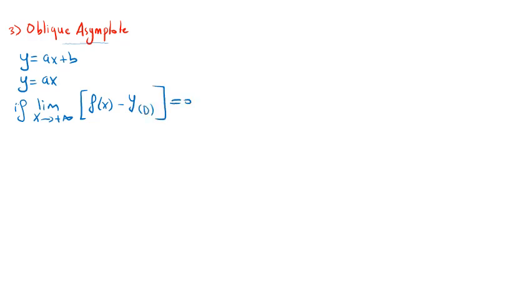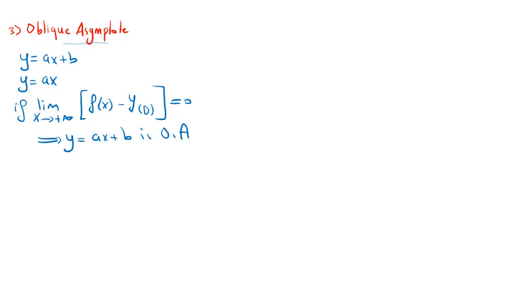Now we have the oblique asymptote. An oblique asymptote is not horizontal and not vertical. The equation of this oblique asymptote will be y equal ax plus b, or y equal ax. These are two kinds of oblique asymptote. The rule of the oblique asymptote: if the limit as x tends to plus infinity of the function minus the line y is equal to 0, then y equal ax plus b is an oblique asymptote.